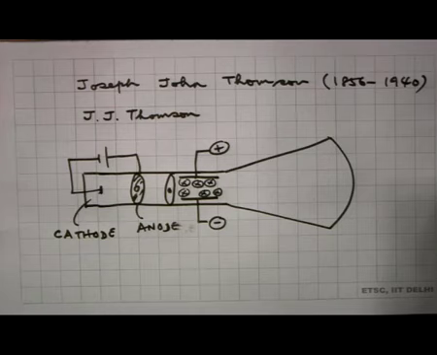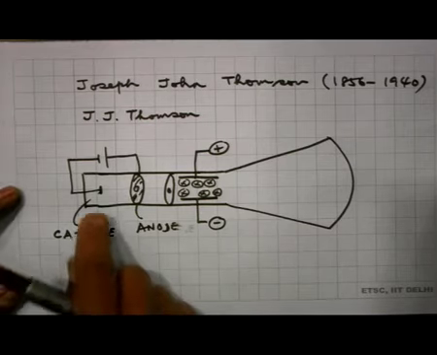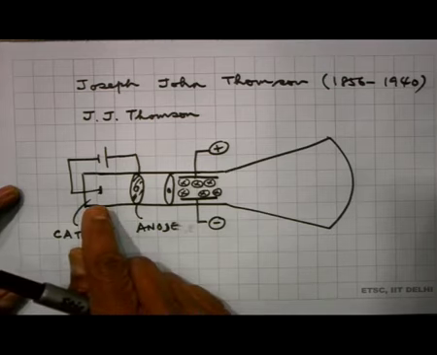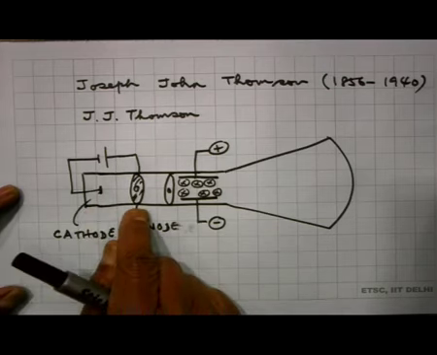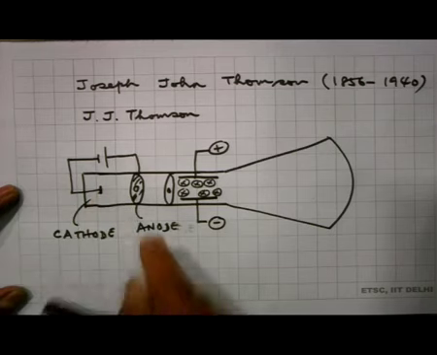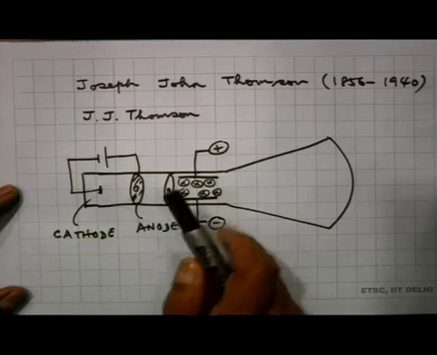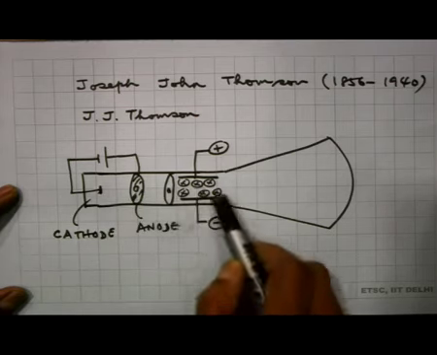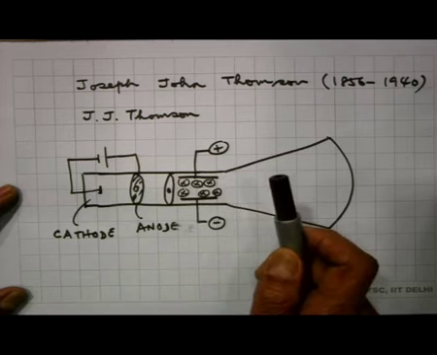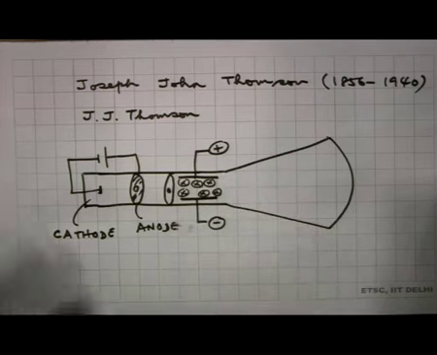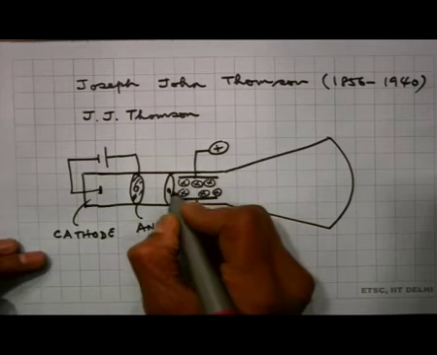Now, what happens is that when the cathode is heated, it emits particles which we now know are electrons. These electrons then get accelerated in the electric field existing between the cathode and anode, and after the anode, the electrons pass through the hole and then pass through this aperture here and enter a region in which there are crossed electric and magnetic fields. So the electrons are entering from here with a certain velocity.